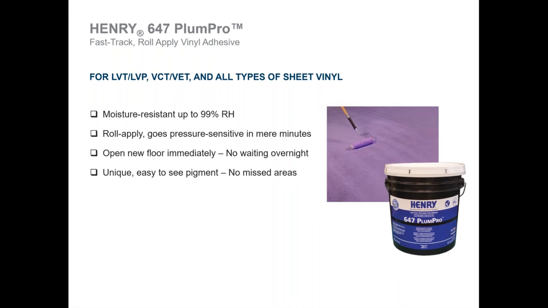Its complementary adhesive is 647 Plum Pro. We call it Plum Pro due to the color. We pigmented on purpose the beautiful plum color you see in the picture there, so that we can see where we're going, we can see where we've been, and you're rolling this on. It's almost a matter of minutes in most cases, 5-10 minutes, and it goes dry to the touch, and you're dropping in LVT, LVP, vinyl enhanced tile, VCT, sheet. You open the floor up to traffic immediately. With a pigment, like I said, it's easy to see where you're going and where you've been. There's no holidays, and it's a 99 RH adhesive as well. New technology for us, pretty happy and thrilled with this technology.